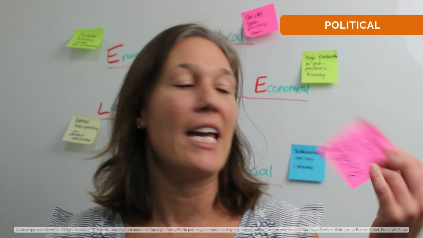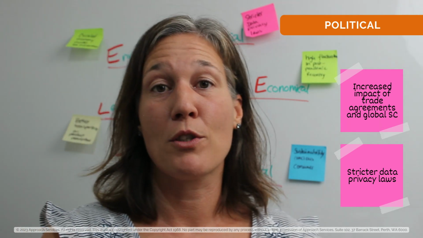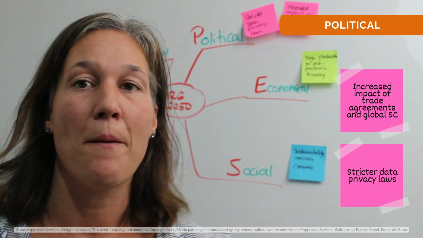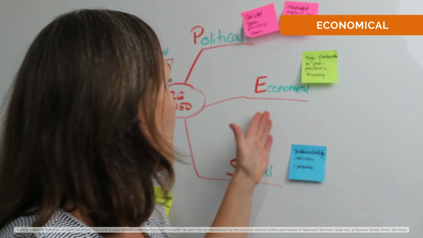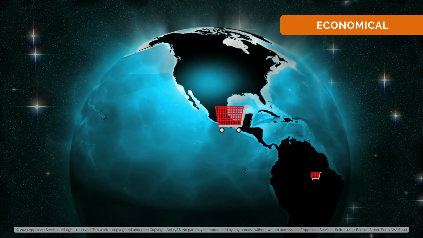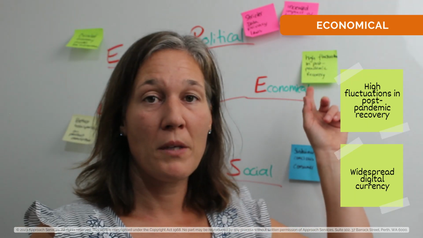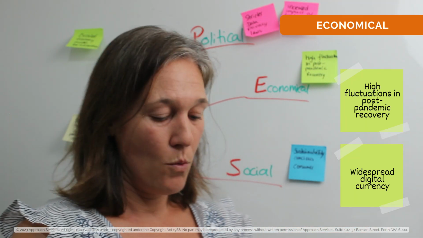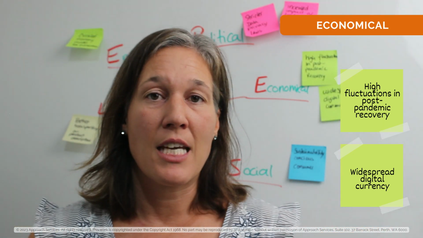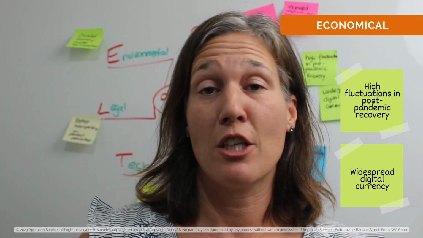So for political here, we can see an increased impact of trade agreements on our global supply chains, and that's joining our stricter data privacy laws up here. We've then looked at what are the economical things or trends that we foresee impacting our e-commerce business in the next 30 odd years. Besides high fluctuation in the post-pandemic recovery in our markets, we also see that there will be a widespread digital currency approach. So we will see that more and more people will widely use digital currencies.